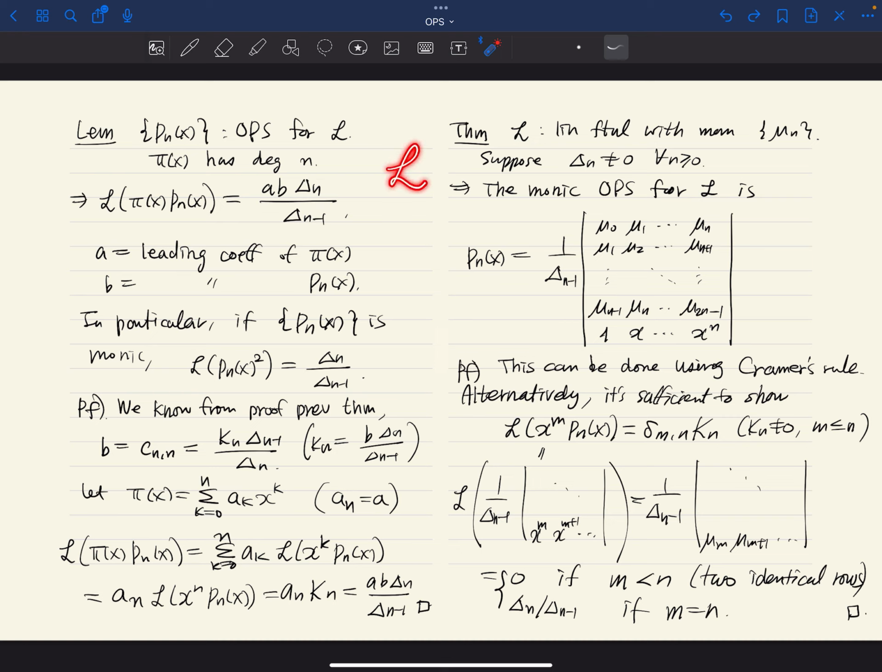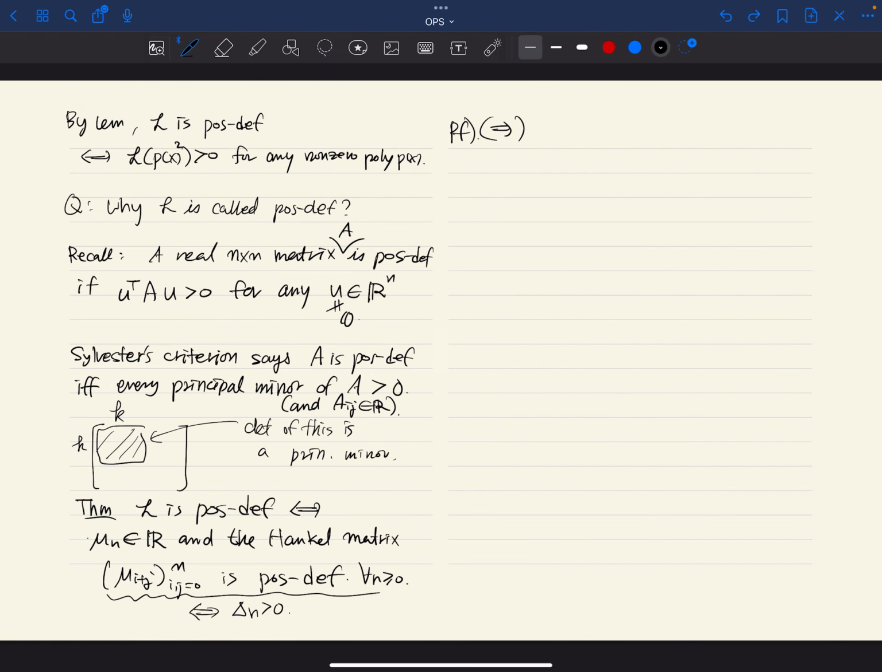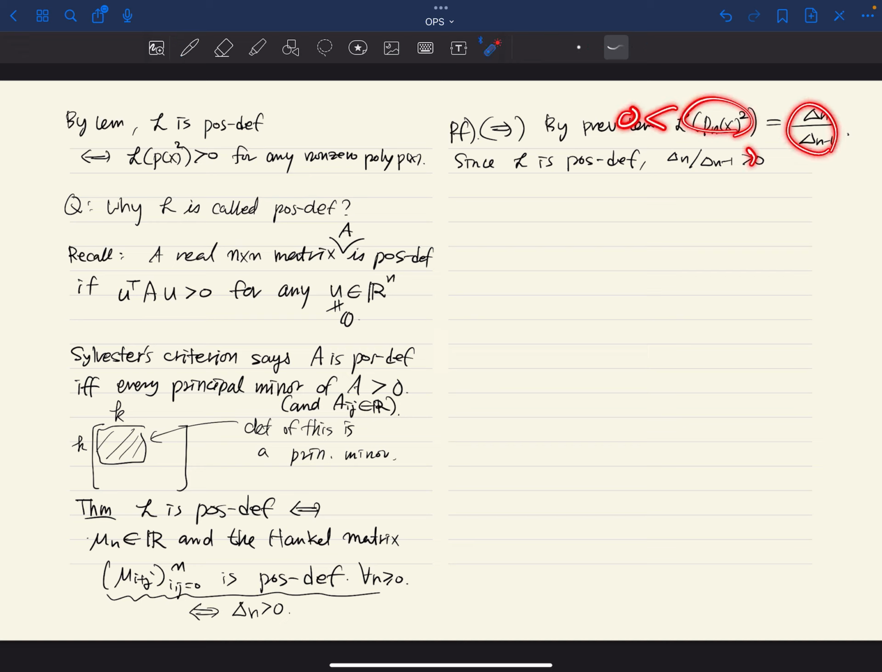If L is positive definite, I think I can just copy this. You can see that the Hankel determinant must be positive because of this. So by one of the previous lemmas, we have this. Since L is positive definite, this is positive, right? Because this is positive, that means this is positive.